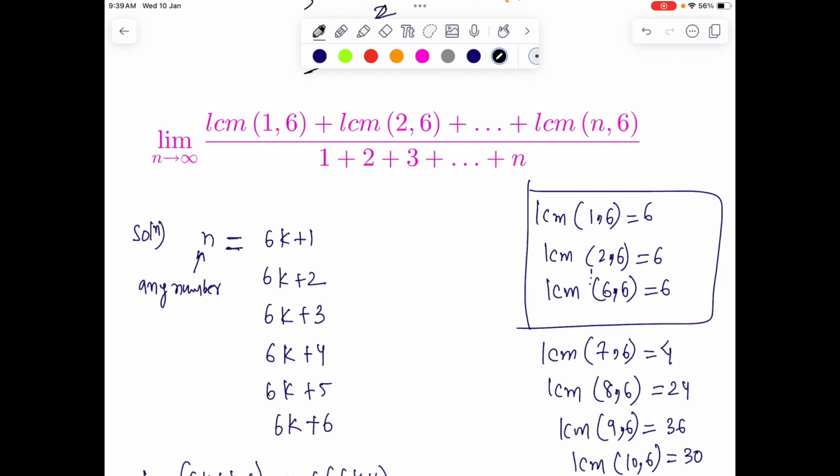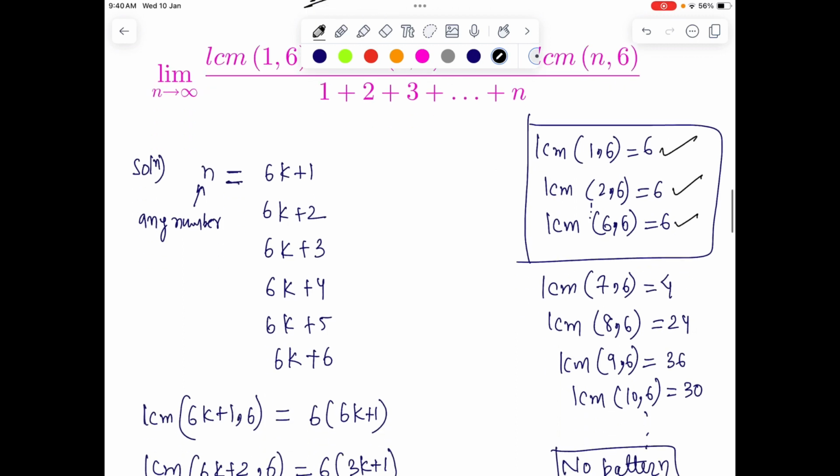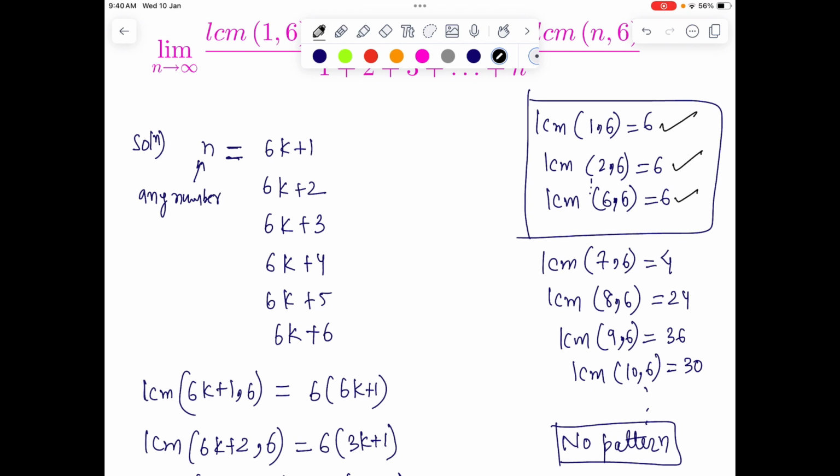Let's start the second question with respect to LCM. So again, first let's play with the question: LCM of 1 and 6, 2 and 6, 3 and 6, and so on. LCM of 1 and 6 is 6, and of 2 and 6 is 6, because it's the lowest common multiple, right? LCM of 6 and 6 will be 6, and of 3 and 6 will be 6. So from 1 to 6, LCM will be 6.